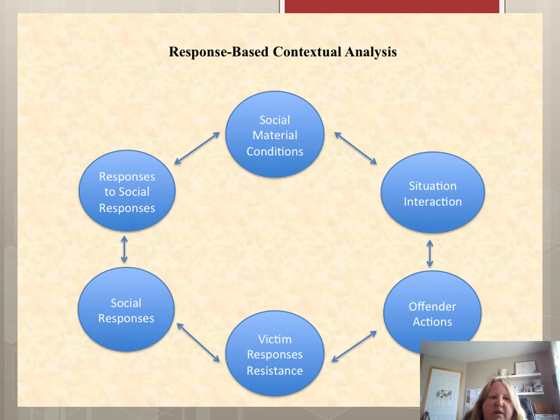Sorry, just going through. Those are sort of leading you through the stages and the examples of response-based analysis. Helping us look a little deeper around the context and the circumstances can help us understand all the pieces of the dynamics around domestic violence.